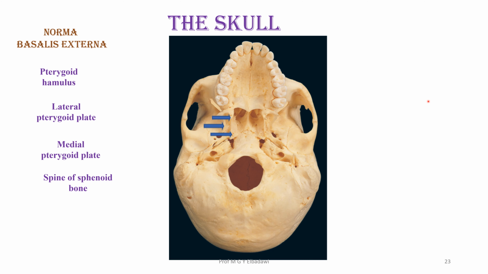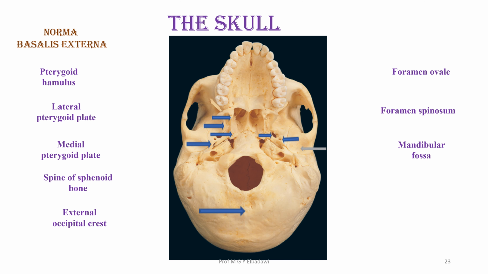Here is the spine of the sphenoid, and close to it is the foramen spinosum here. That is the external occipital crest. That is the foramen ovale here, and next to it is the foramen spinosum. This one here.